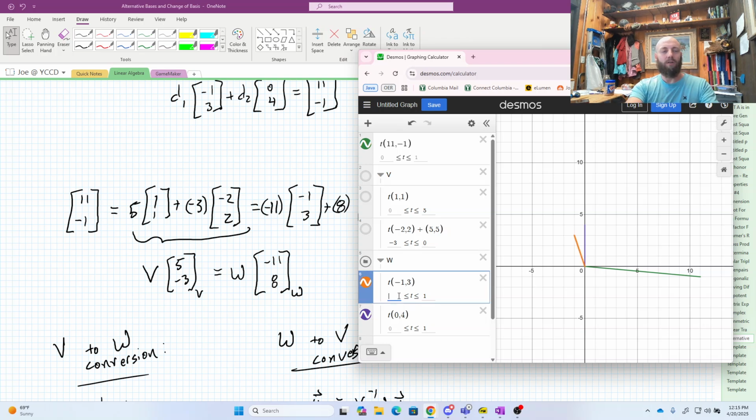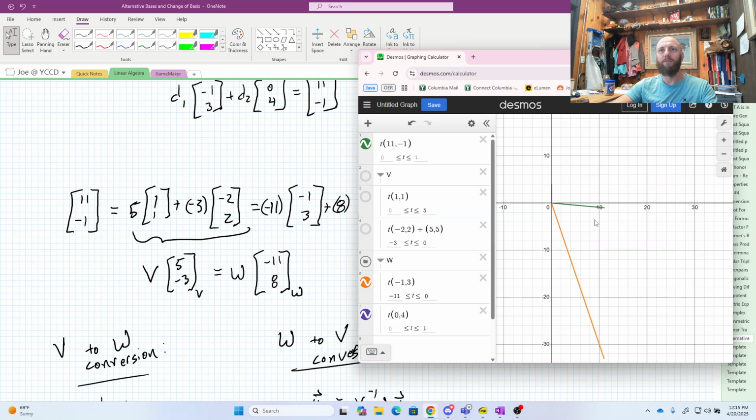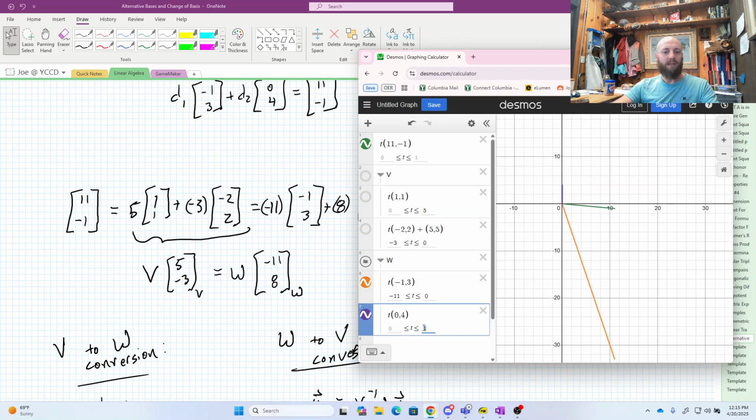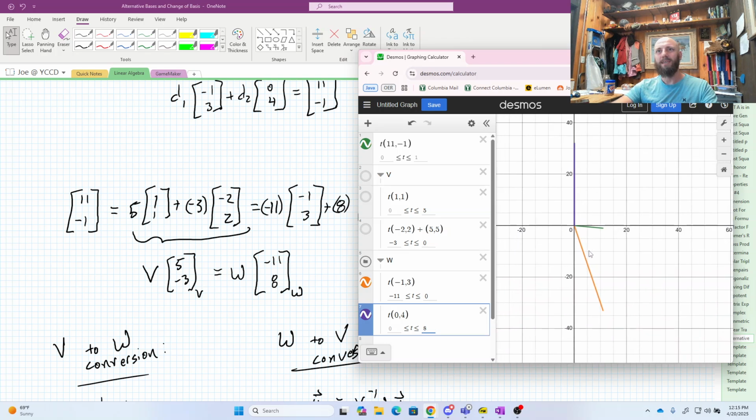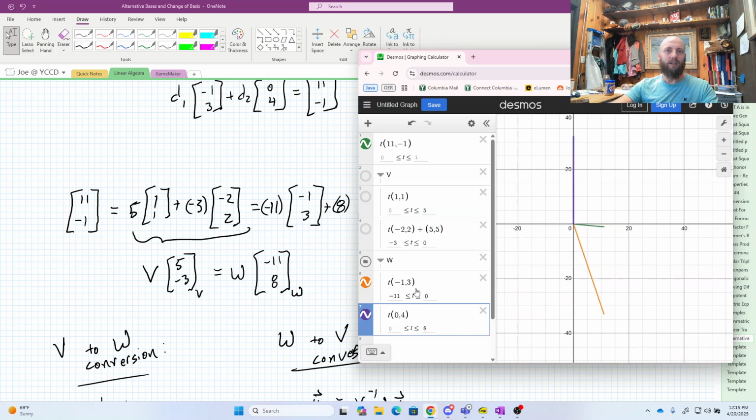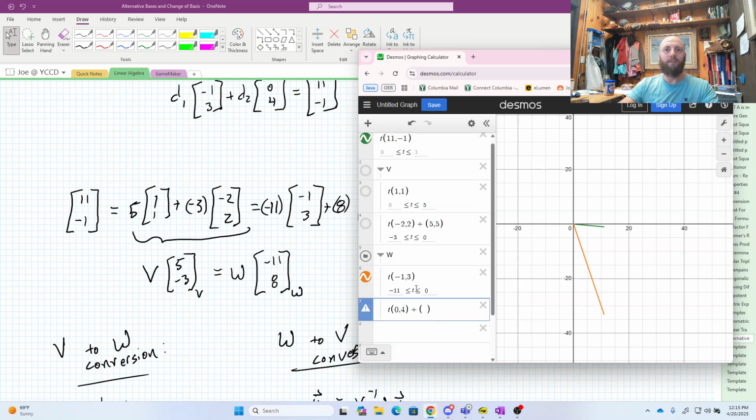So we're going to go from negative 11 to 0. So there's the orange vector scaled by a factor of negative 11. And then I need the purple scaled by a factor of 8. And then I need to start the purple where the orange left off. So that's going to be starting from 11 and negative 33. There we go. So I've got my green vector that I can either write as blue and red or as purple and orange.